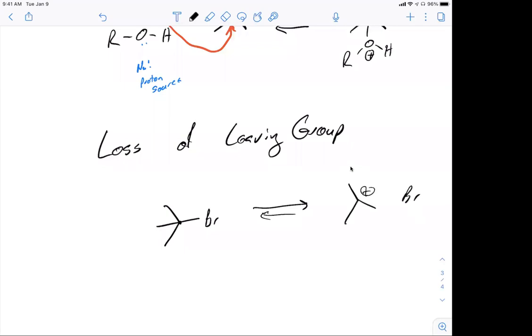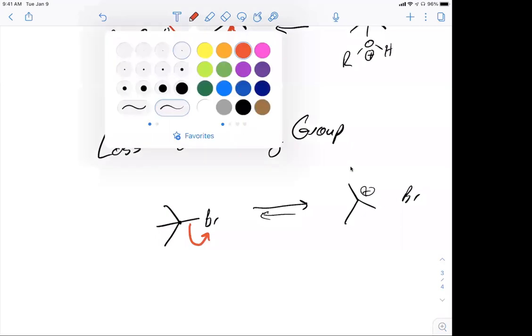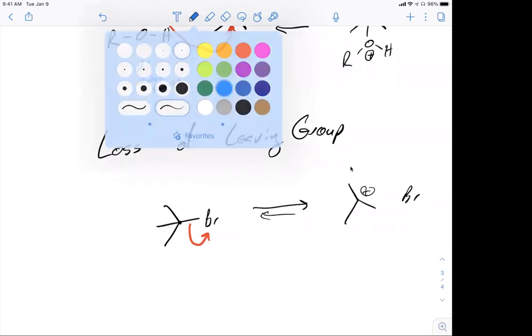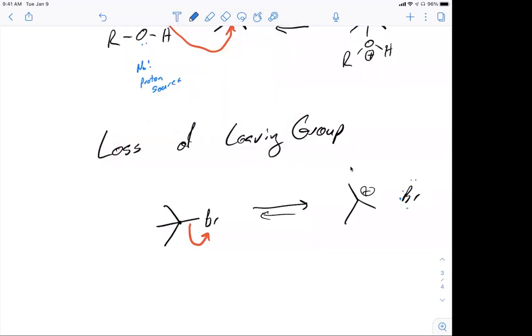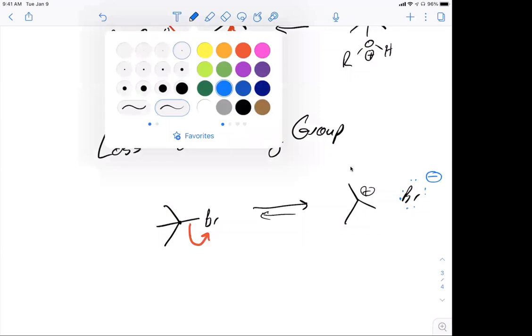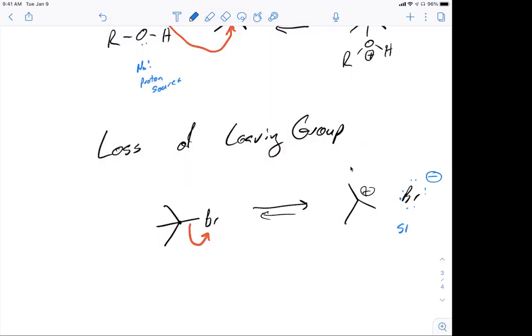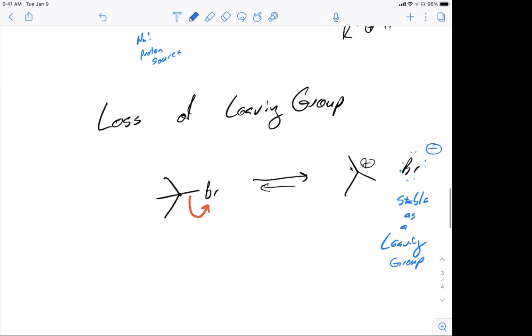And here, when we look at a loss of the leaving group, it's just the bond breaking, electrons going back towards the leaving group, to give us the stable leaving group. When we're looking at potential leaving groups, the thing we're looking for is stable leaving groups.